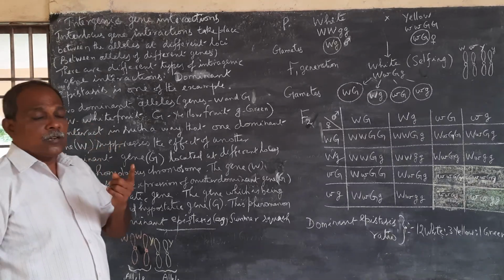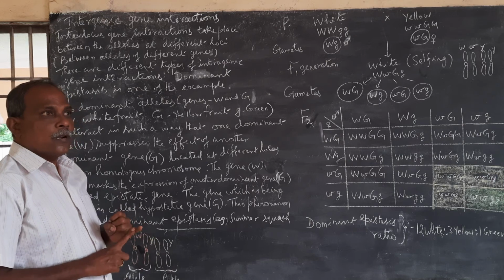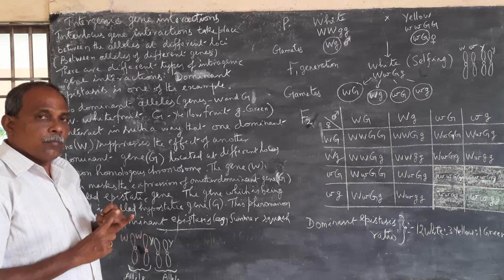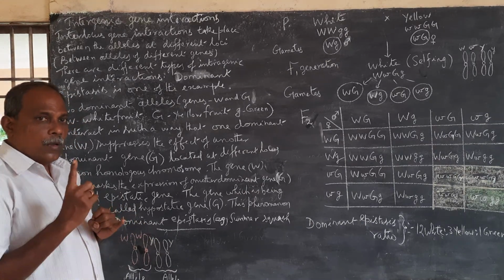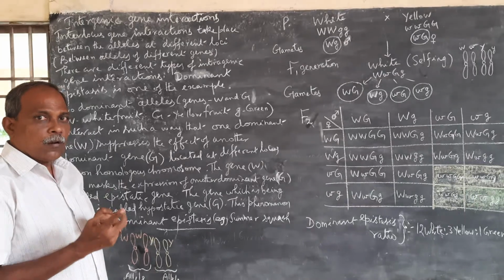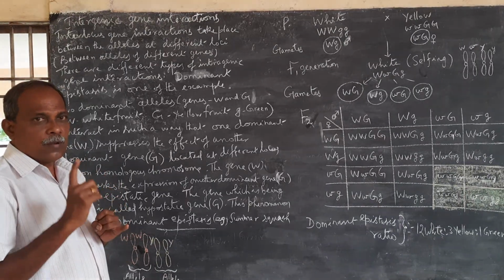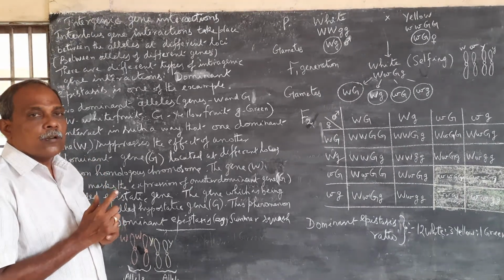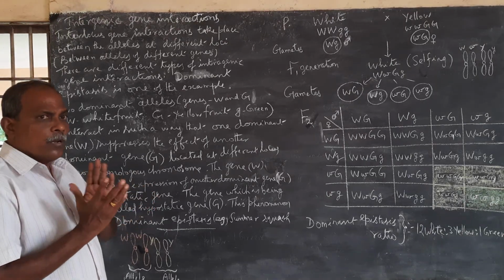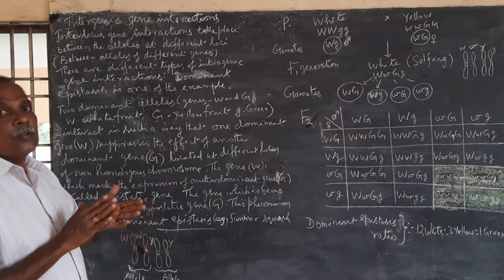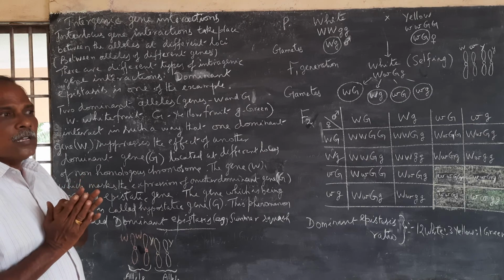Intergenic gene interaction. Already we have seen intragenic gene interaction. So that is gene interaction between genes located on the same locus, a pair of alleles located on the same locus, in between the dominant and recessive allele. That kind of gene interaction is intragenic gene interaction.